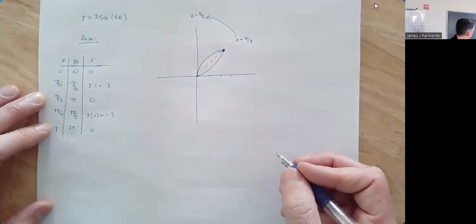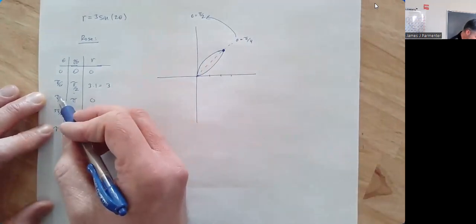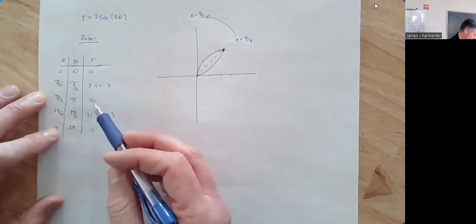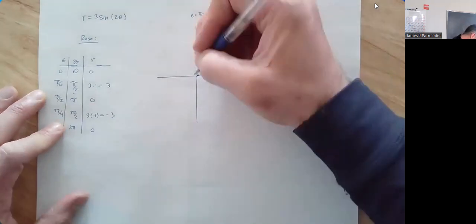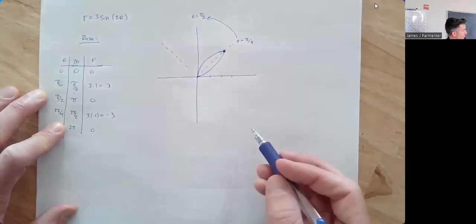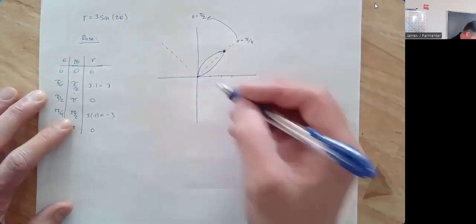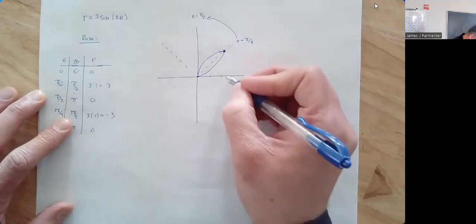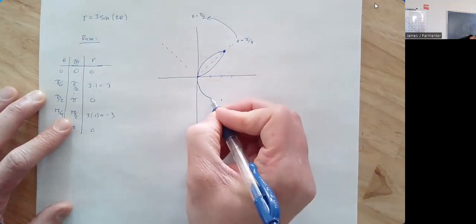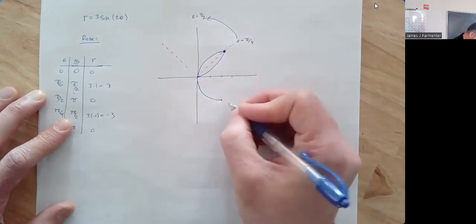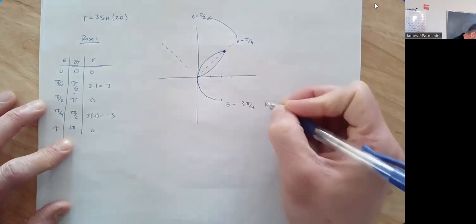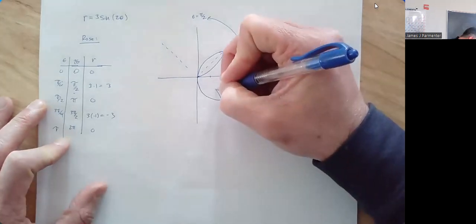And then when I go from pi over 2 to 3 pi over 4, my values are getting, did I do that right? Yeah, that's right. My values are getting negative. So even though my angles are pointing in this direction in quadrant 2, I'm going to go in the opposite direction in quadrant 4 because my values are negative. So I'm going to be going out to this point right here. Theta equals 3 pi over 4 and r equals -3. And then I'm going to go back to the origin again.